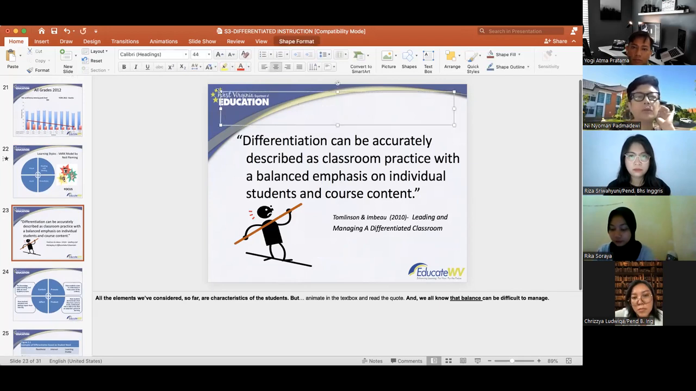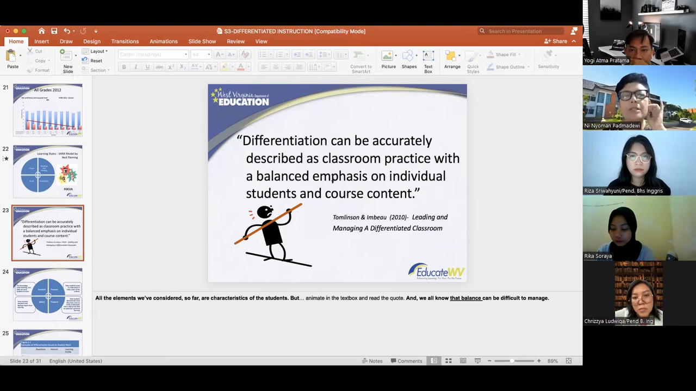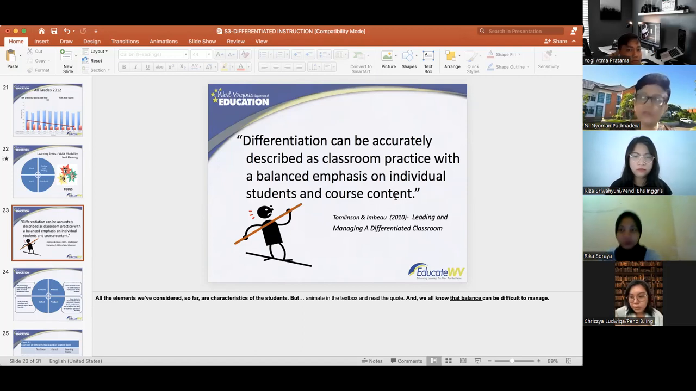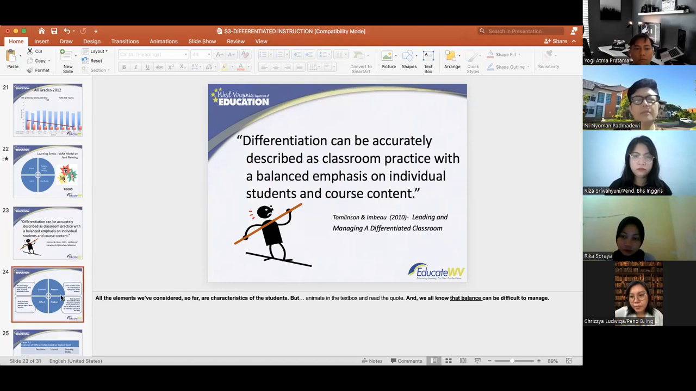Differentiation can also be accurately described as classroom practice with balanced emphasis on individual students and course content. So this is another thing that needs to be considered. How are you able to have a balanced portion of treatment in the classroom, right? If, for example, you focus too much on individual students, the course content might be neglected. So you have to think about how to balance those. How are you able to help individual students while the course content is also okay, right? So this is another thing you have to think about.